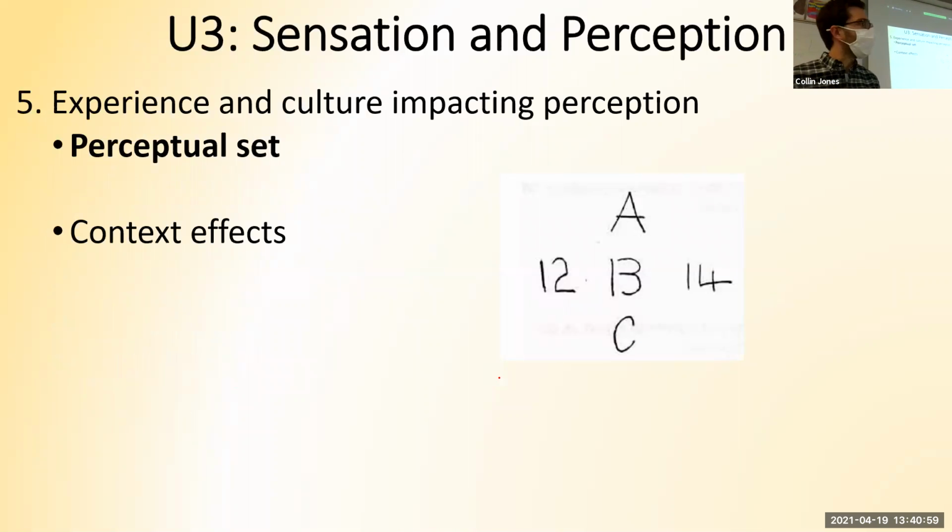The word perceptual sets, it's what you expect something to be like. So I showed you this picture, and if you go from top to bottom, what's the symbol in the middle? A, B, C. But if you go from left to right, what's the symbol in the middle? 12, 13, 14. So perceptual set has to do with your expectations. You see what you expect to see. That's the idea. And that's why we can trick your brain with all those different illusions.